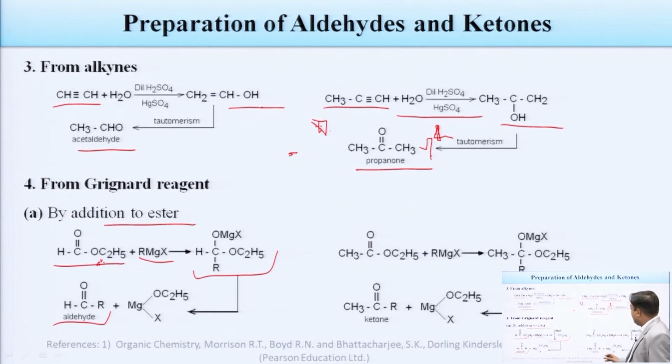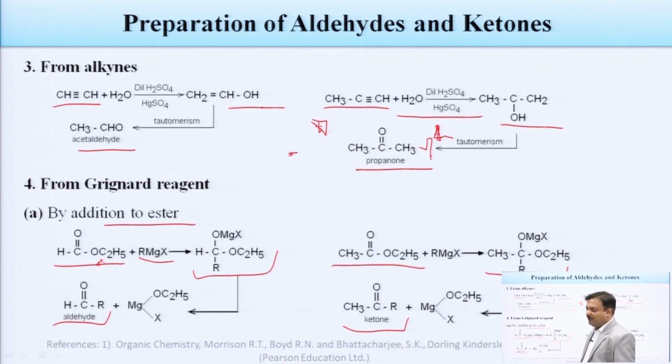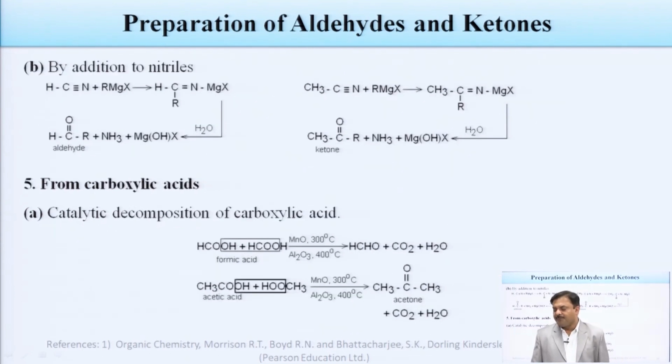Again, we will take another example in which we take an acetic ester, and addition of the Grignard reagent to this ester will again provide an addition product, which on rearrangement provides the ketone as a product. So, this is a very important reaction for the preparation of aldehyde and ketone.